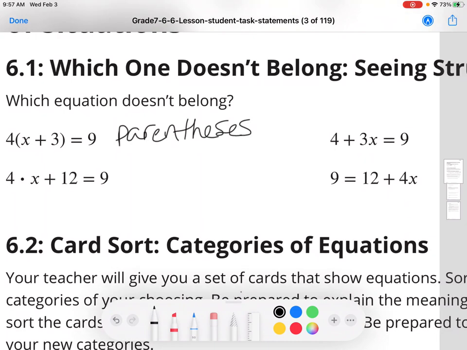Okay, then I have 4 times x plus 12. They all have multiplication in them. They all have addition. And they all equal 9. But I did notice that this one uses the multiplication symbol instead of using the side-by-side method.